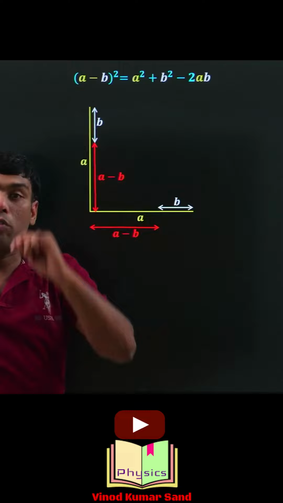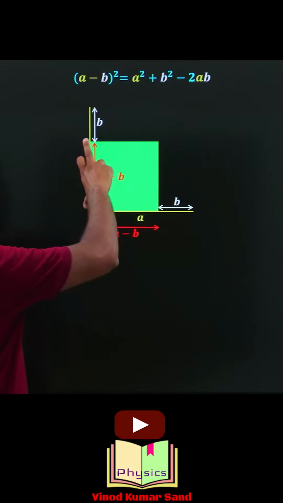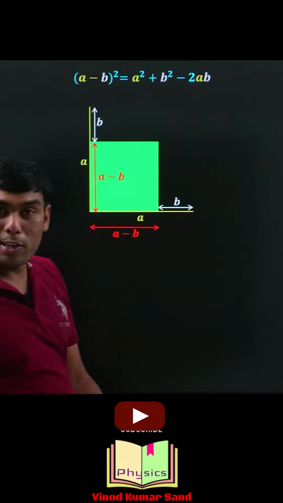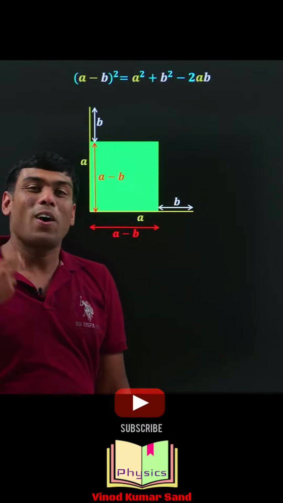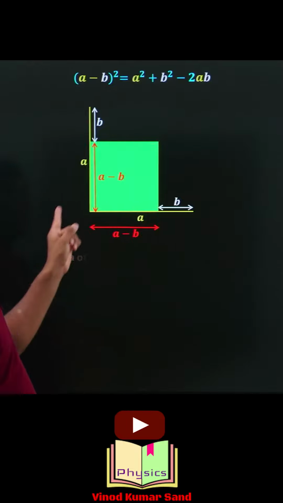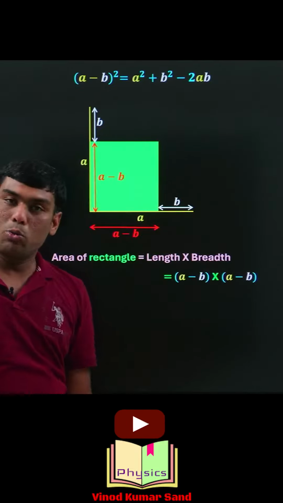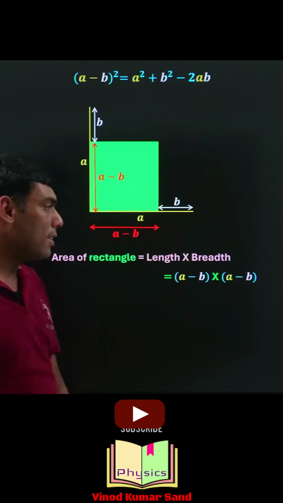Then we can think of a square here. Suppose I consider this green area. This side length is A minus B. This is A minus B. So you can treat it as a rectangle or a square. So the area of this square is A minus B into A minus B. So writing this, A minus B into A minus B. You can treat it as a square or rectangle, anything.